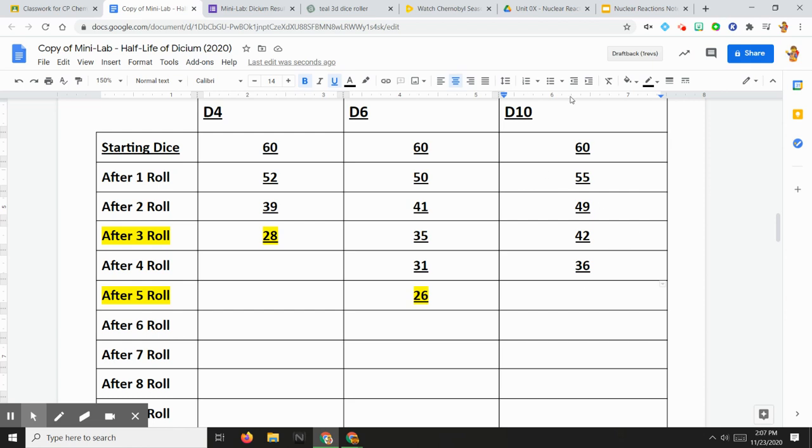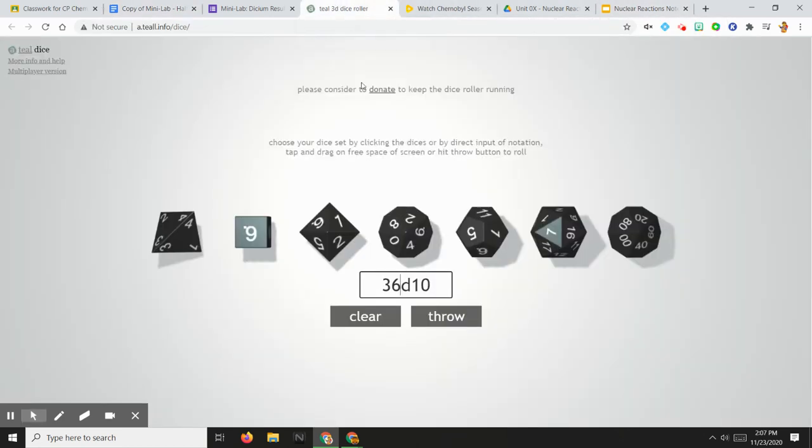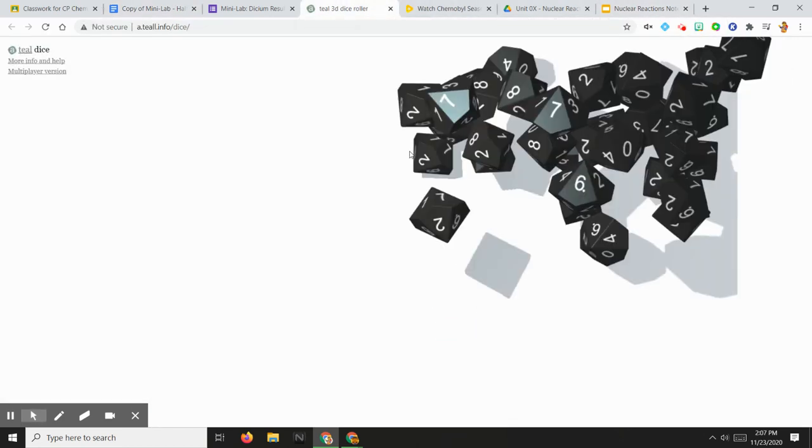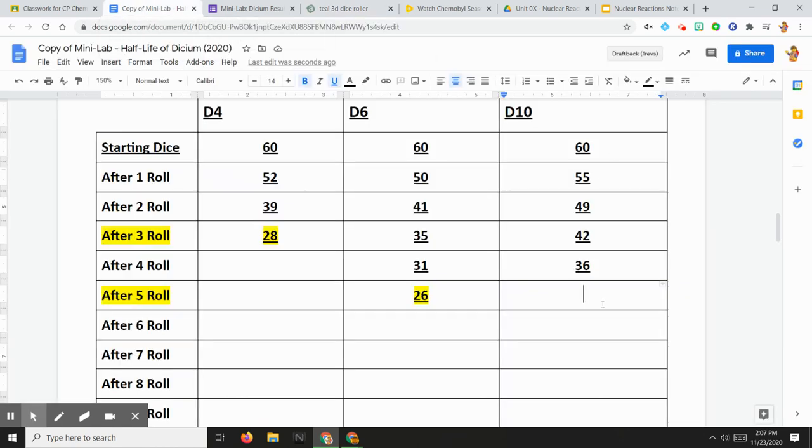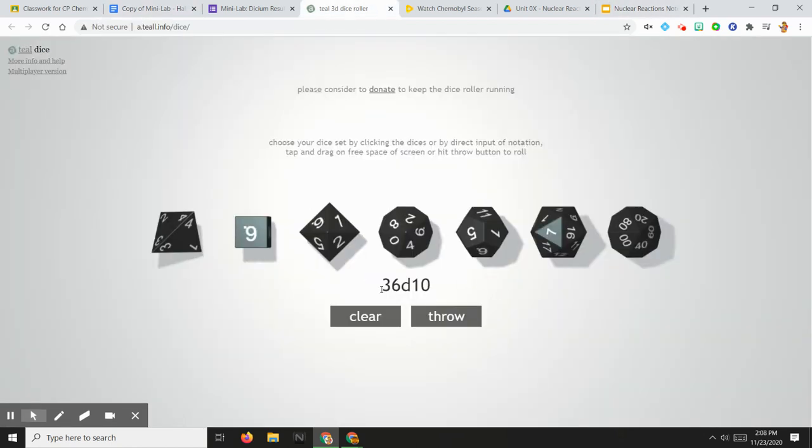All right, the D10, let's take a look. Let's roll 36 of them. Here we go. How many? 1, 2, 3. Only 3 this time. Again, it's different for every single person. So now 33 remain. Okay, let me roll again. Here we go. Only 33 remain.